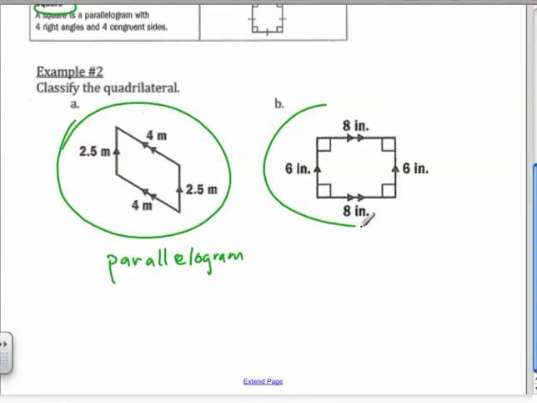What would I say about this one? We're running out of time, but what would I say about it, Simon? Rectangle. It's definitely a rectangle. It's got 2 pairs of parallel sides, right? And its angles are equal, but the sides are not. So it's a rectangle. Good job, guys.